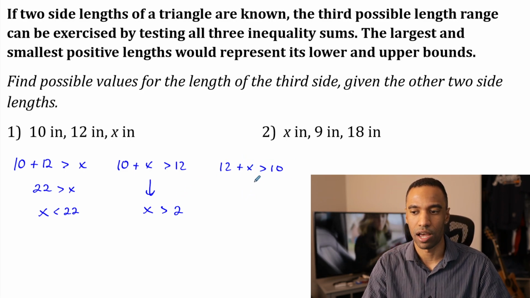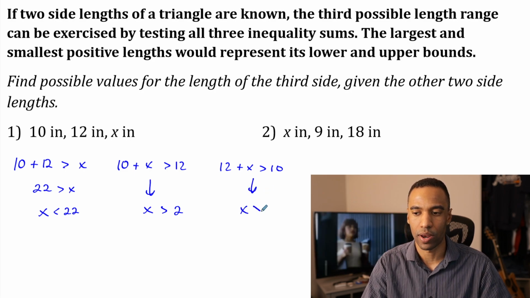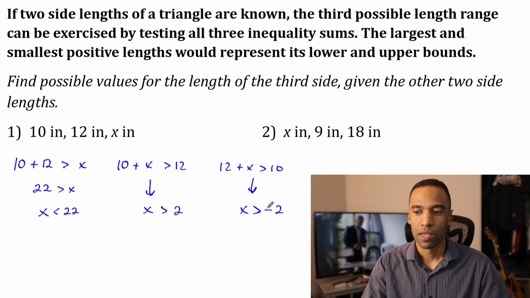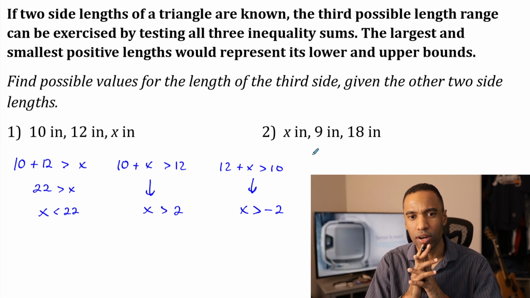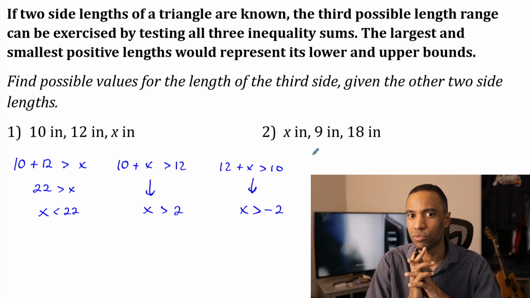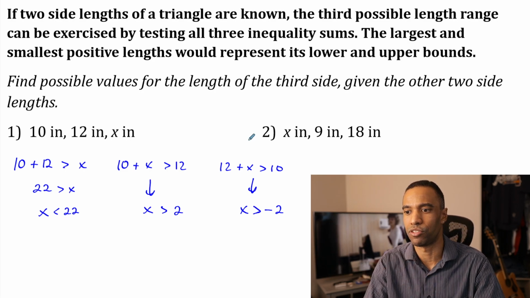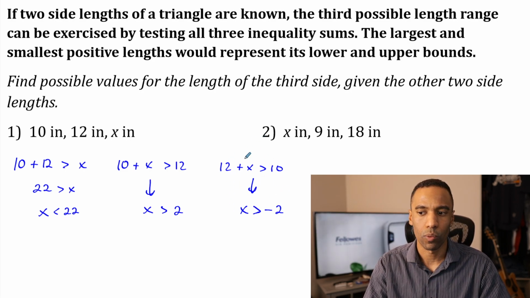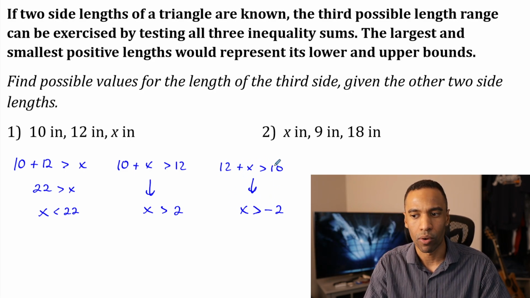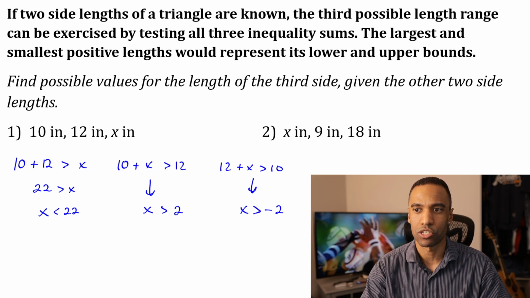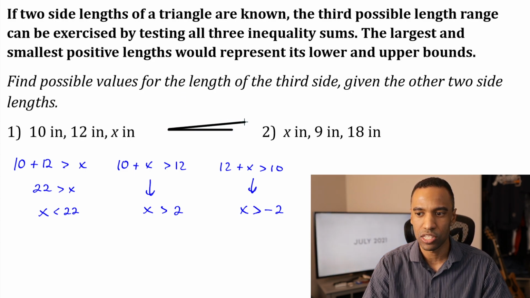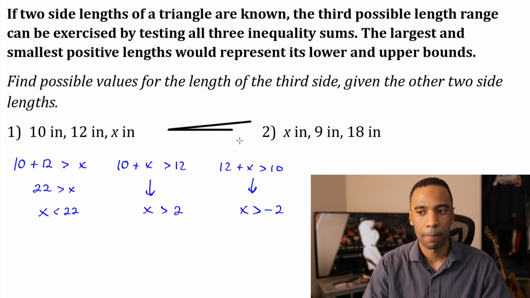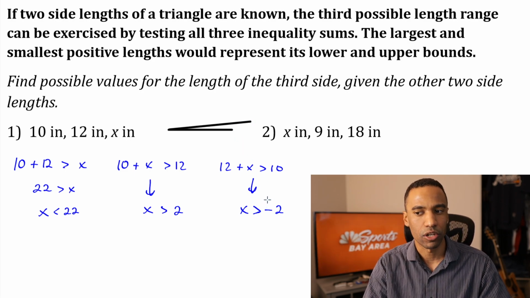I subtract 12 from both sides, I get x is greater than negative 2. So, okay, there's kind of a range within here. Understand that when it says x is greater than negative 2, I don't really know if x can be greater than negative 2. There's kind of an issue when we're looking at this range right here. Because 12 is already more than 10, what you'd be looking at is a triangle where, say, if this was the length 10, 12 is more than it. See how it exceeds it right here?